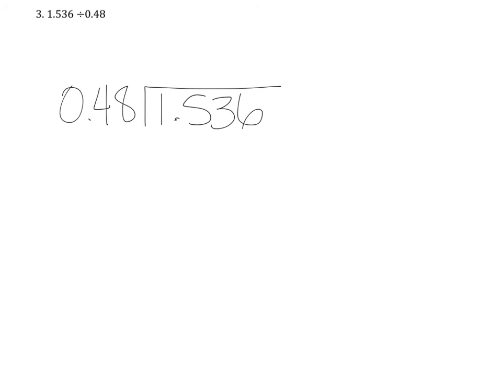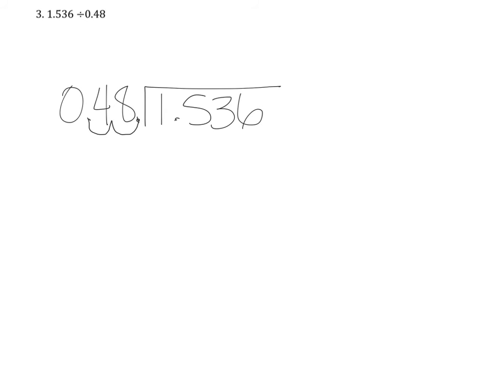All right, so let's go ahead and set up problem number 3. Our first number is our dividend. It's always going to be the one that goes inside of the division symbol. The first one goes in first. So 1 and 536 thousandths divided by 48 hundredths. All right, so is the divisor a whole number? Well, since it's not, we're going to move the decimal until it becomes a whole number. So 1, 2.